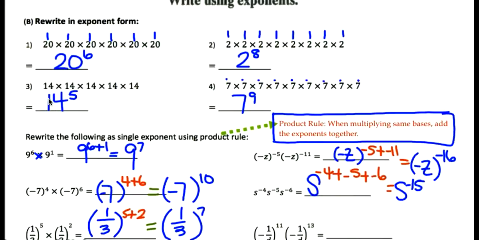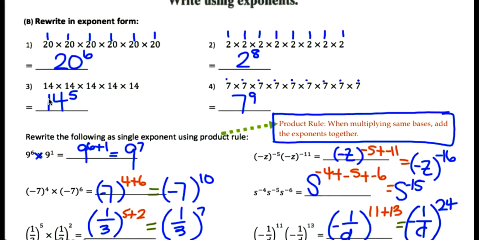Same thing with the negative 1D. It might look scary, but really I'm just going to write negative 1D in my parentheses. And I'm going to have 11 plus 13. And I'm going to have negative 1D raised to the 24th power.